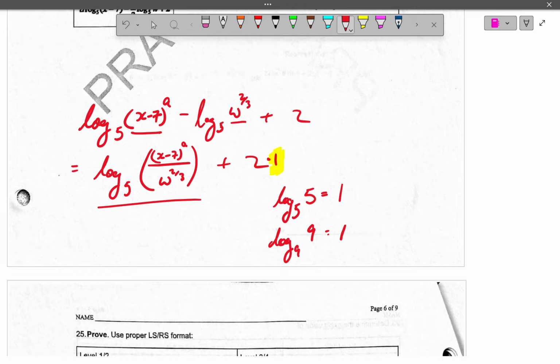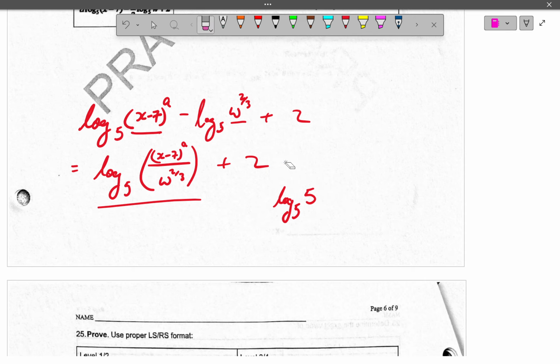9 to what power gives you 9? 1. So log of b to base b is always going to be 1. Because that's true, and because we're using logarithm base 5 over here, it's going to be useful to write this 1 as 2 times log base 5 of 5, and put that there.